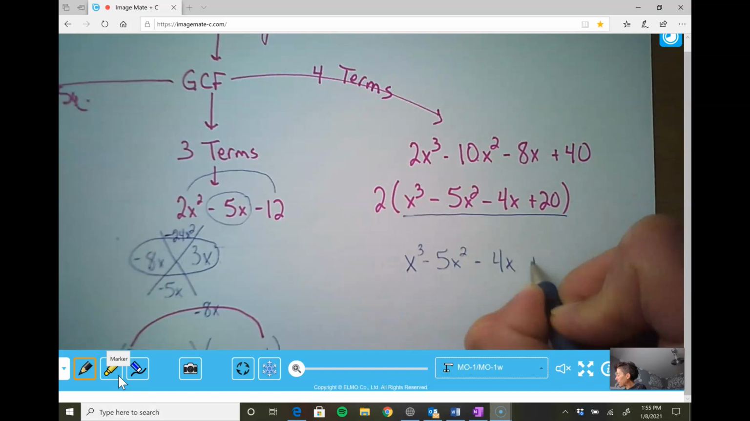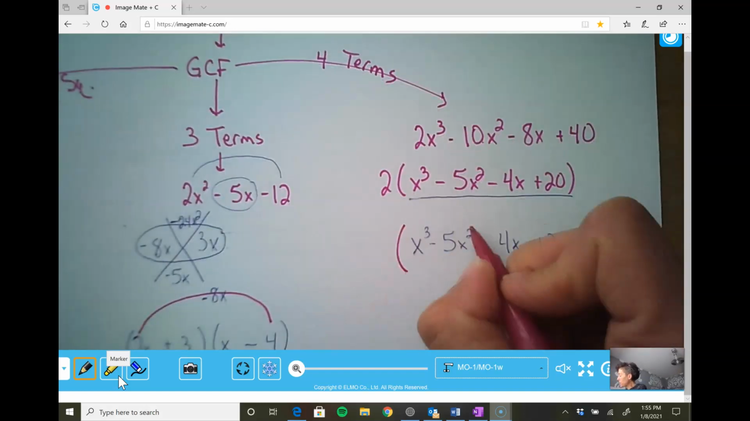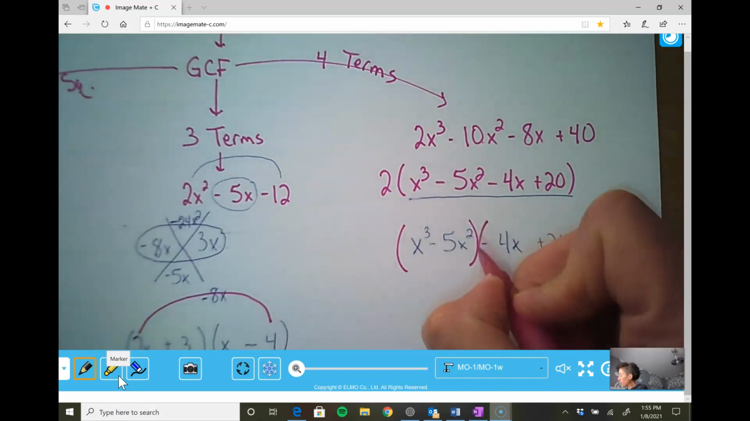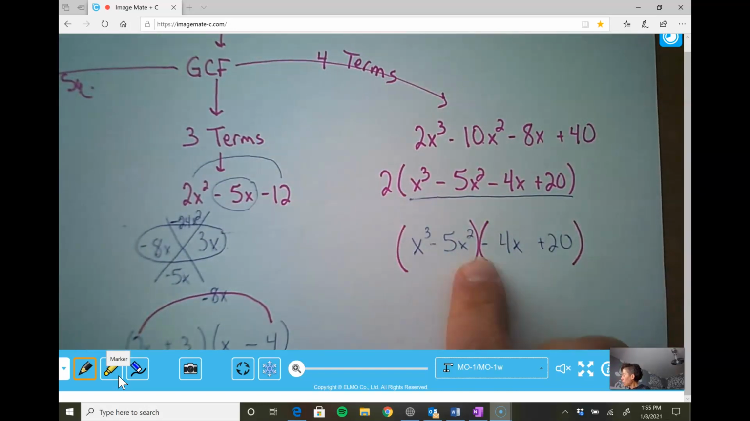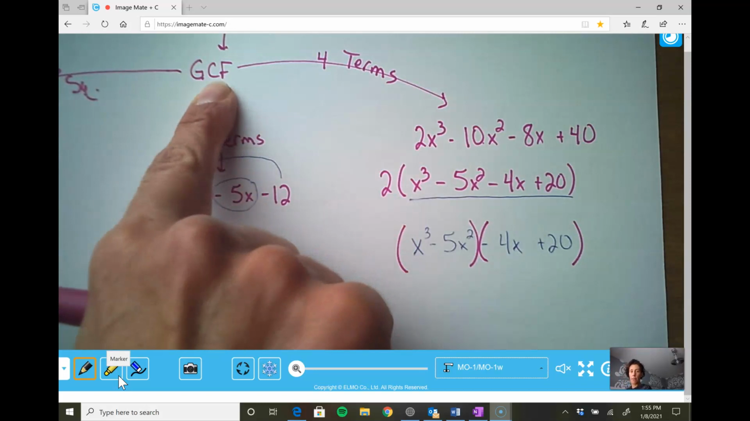And this is how you factor 4 terms. What we're going to do is group them. We're going to group the first 2 in parentheses, and we're going to group the last 2 in parentheses. And I want to make sure that I include that minus in with this 4x. And now what I'm going to do is go back to this GCF piece.